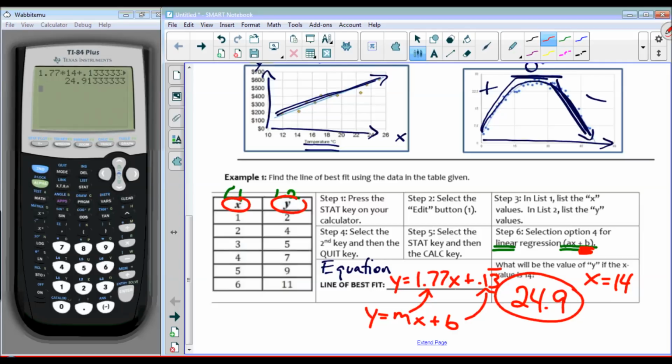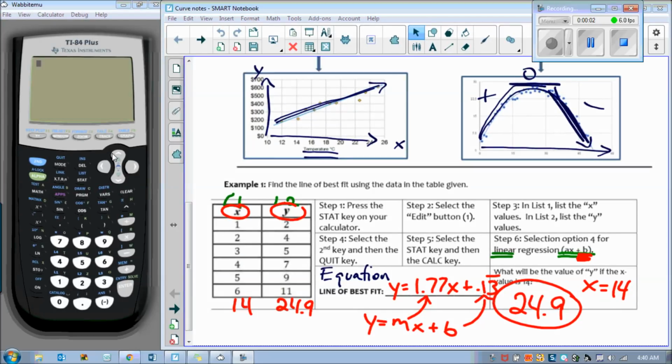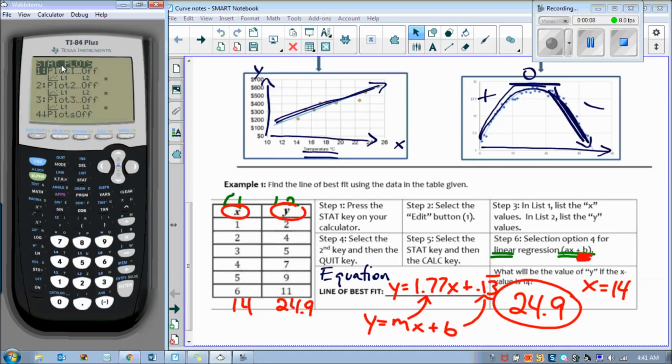So on this table, I can predict that when x is 14, the y value would be 24.9. Okay, so just out of curiosity, we're going to look at the graph also. We have to change the settings on our calculator. We have to change the stat plot to be on. So you hit second and stat plot, and we're going to hit enter and on.